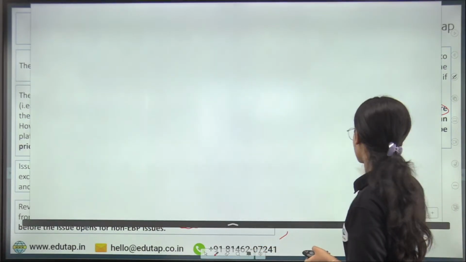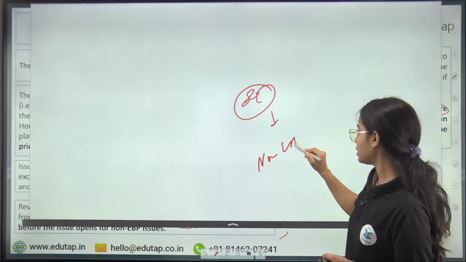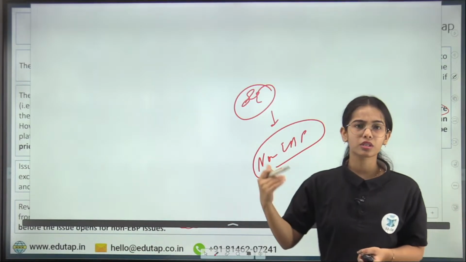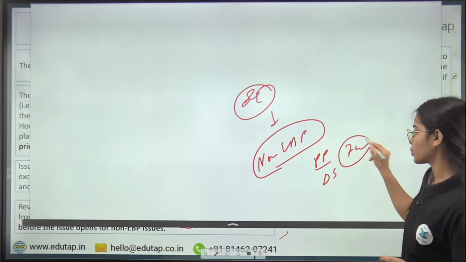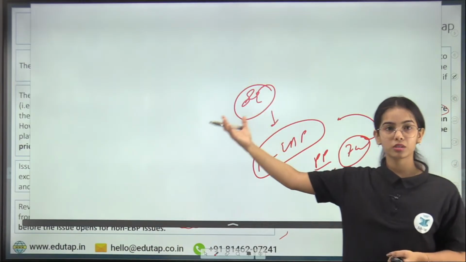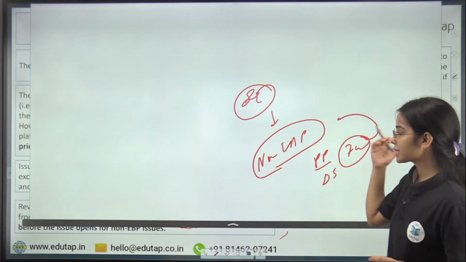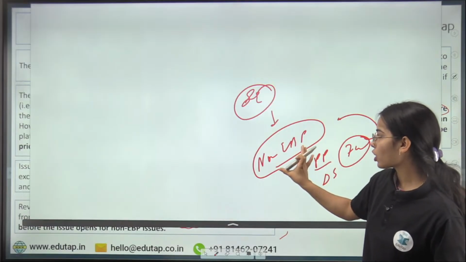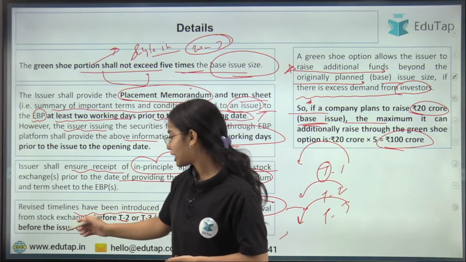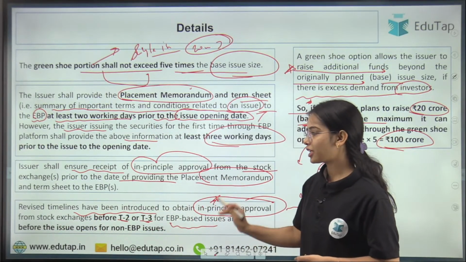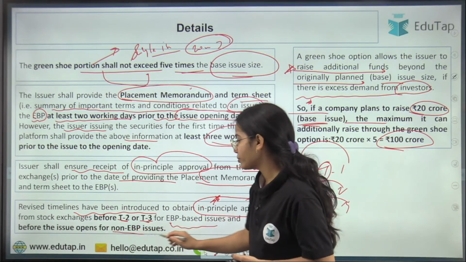That means, let's say there is a private placement of a debt security happening of 7 crore only. It is not compulsory to do the placement on the electronic book provider or the electronic platform. So let's say the private placement is happening in non-EBP form. In this case, the in-principle approval has to be taken from the stock exchange before the issue opens for the non-EBP issues.